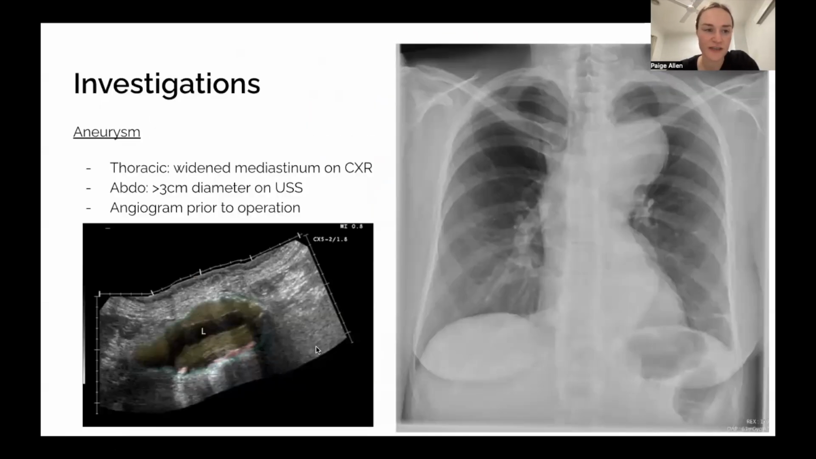Cool. In terms of investigations for an aneurysm, if it's a thoracic aneurysm, you might get this widened mediastinum. Classically, you can get a really large aortic arch here. It has a weird shape to it. Or just in general, a widened mediastinum. For an ultrasound of the abdominal aorta, you'll get a really large aorta shape. I don't know how to describe that any better. It'll be more than 3 centimeters. There you go.